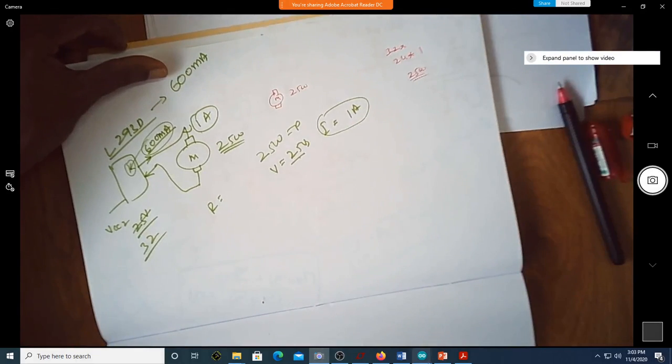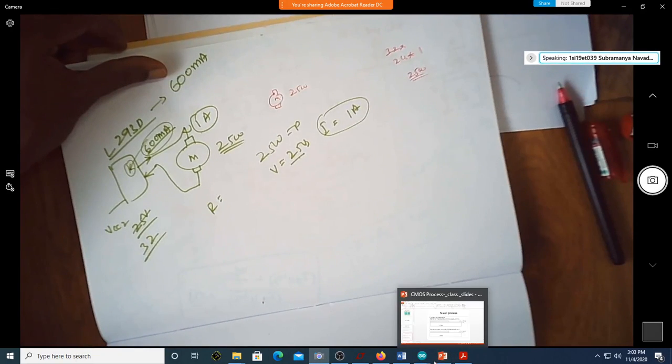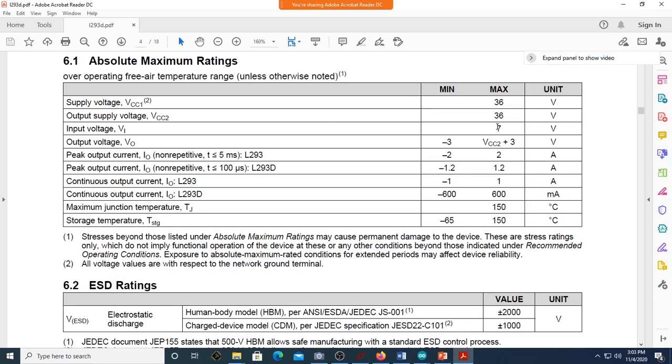What is the rated voltage? Is it 36 or 34? How much is the rated voltage? 36, sir. Suppose you go to 36 volts, 25 by 36. Sir, 694. Of course, now you can see that's how your voltage will play a role in making your IC safer. Okay, so you can just play with that.